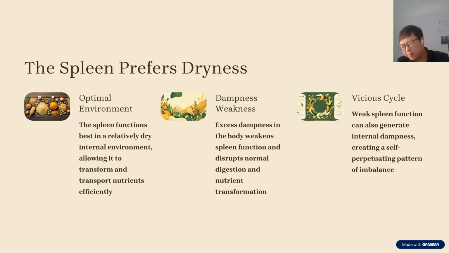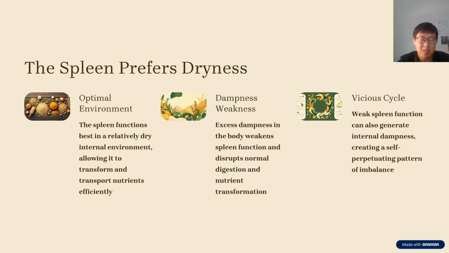So what does that mean? We believe the spleen prefers dryness, not dampness. Unlike the lung, which prefers dampness over dryness, because dryness can injure the lung. So dampness will injure the spleen. It's hard to understand.